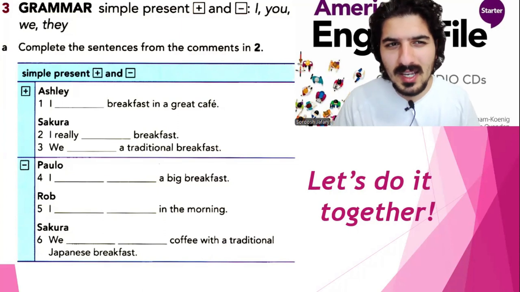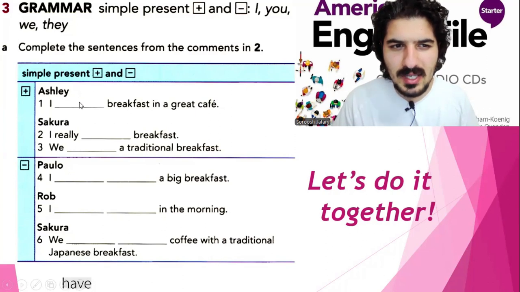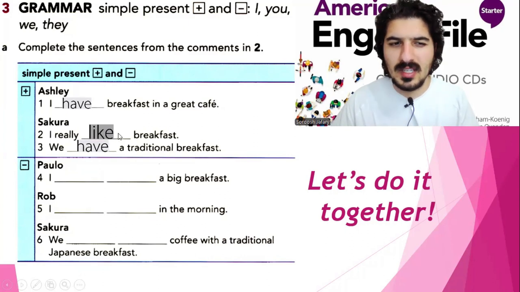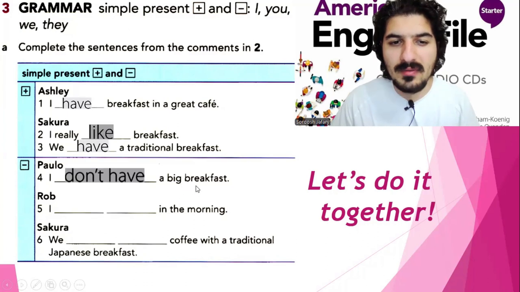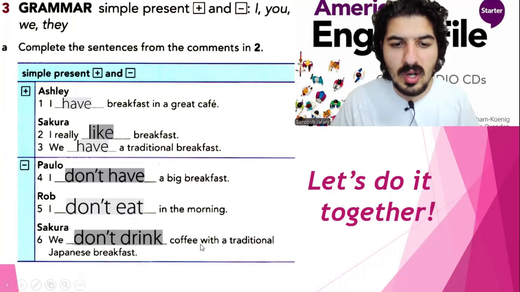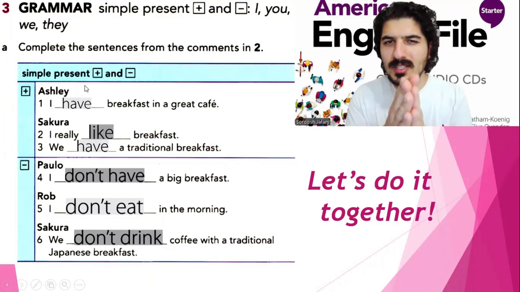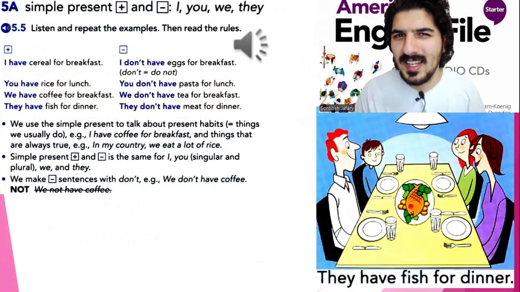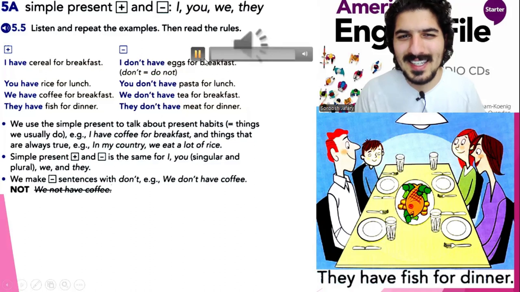Now, everybody, grammar, simple present. Let's do it together with me. Ashley says, I have breakfast in a great cafe. Sakura, I really like breakfast. We have a traditional breakfast. Now, the negative. Look, Paolo, I don't have a big breakfast. I don't eat in the morning. Sakura says, we don't drink coffee with a traditional Japanese breakfast. So, simple present. Positive and negative. Follow me. Everyone, listen. Let's do it.